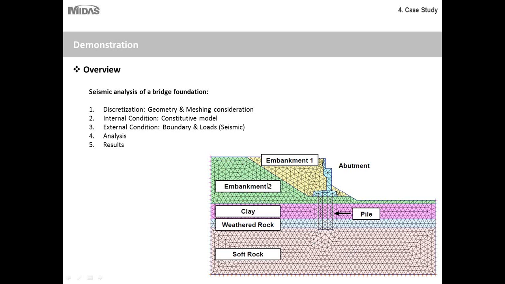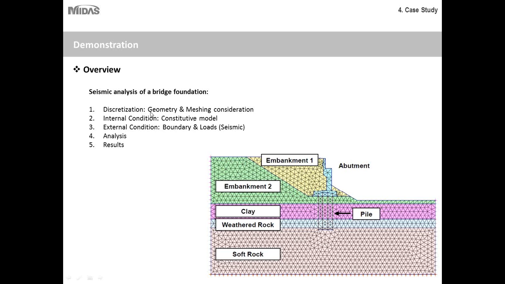This is the abutment, embankment 1, embankment 2, then clay layer, weathered rock, soft rock, and we'll be going over what are the main steps that what we have learned today are applied for this type of structure. And in this particular example, I'll be taking the most complicated type of analysis that engineers think, that is seismic analysis, and I'll show you how simple it could be.